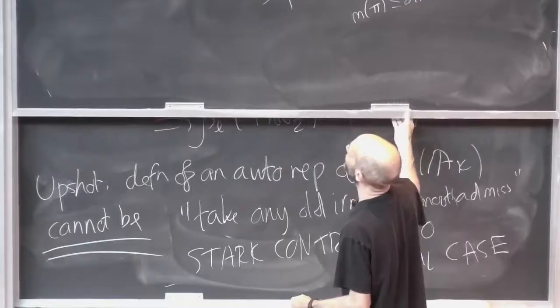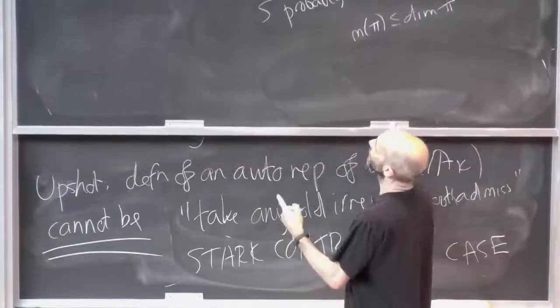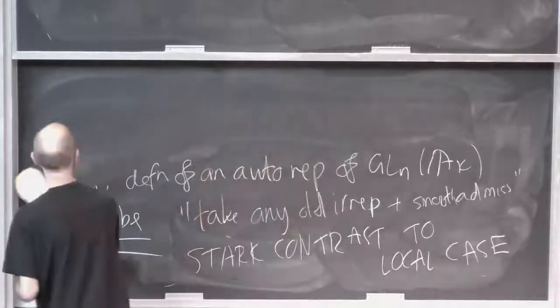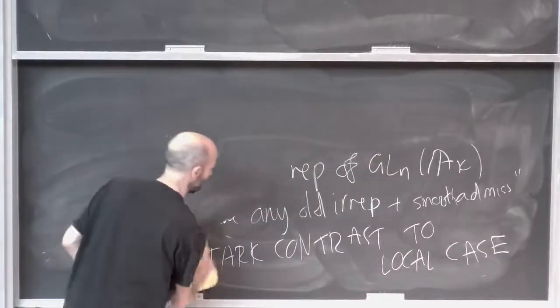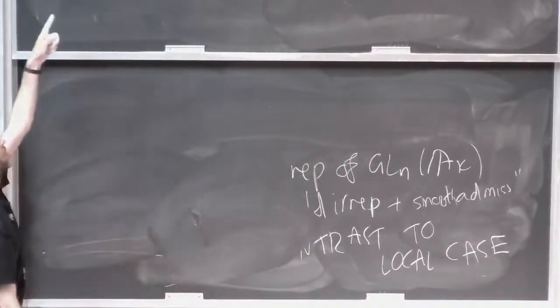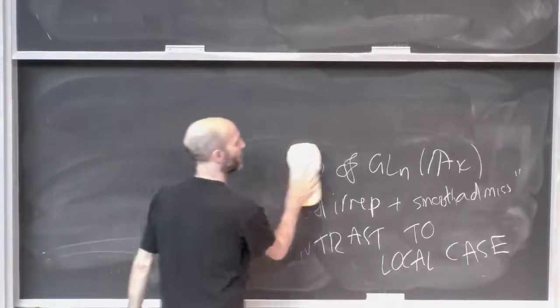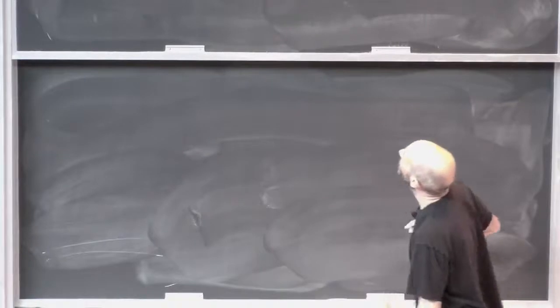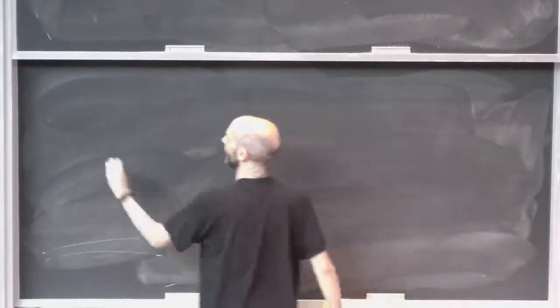So that was what we did, right? For GL1, we didn't look at random representations of GL1 of the Adeles. We looked at representations which are somehow behaving well under GL1 of Q, right? So now here's the idea then.